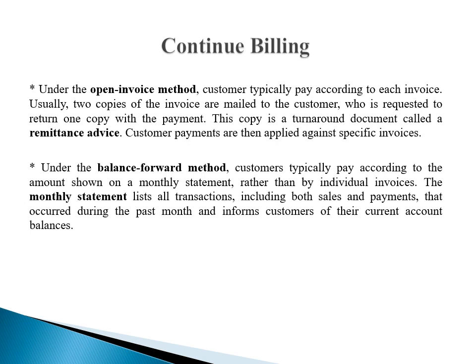Let's discuss the first one first. Number one, under the open invoice method, customers pay according to each invoice separately. Usually two copies of every invoice are mailed to the customer. They go to him and come back to the company again. The customer is requested to return one copy, plus the payment, back to our company. We call this copy a turnaround document.